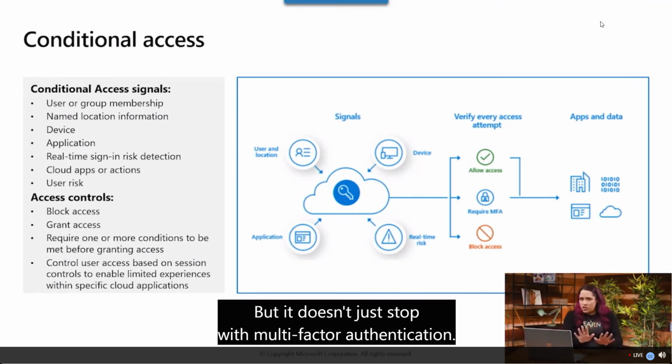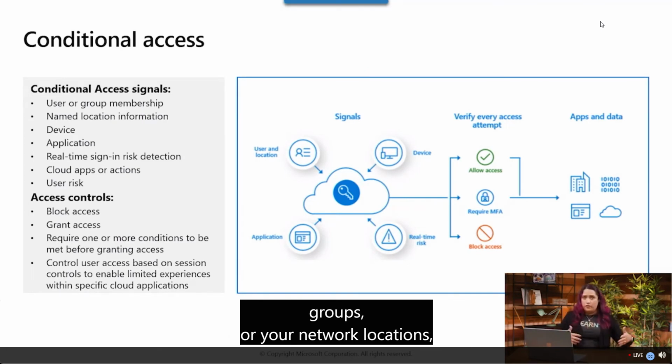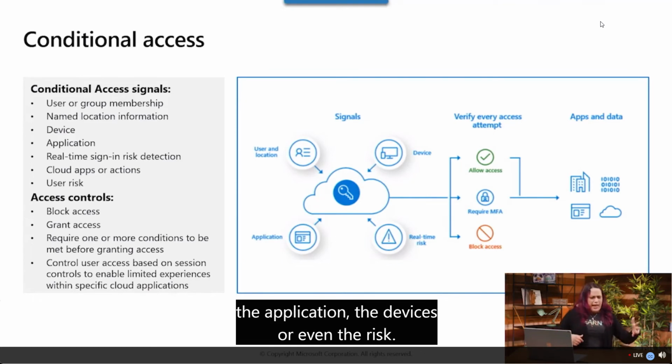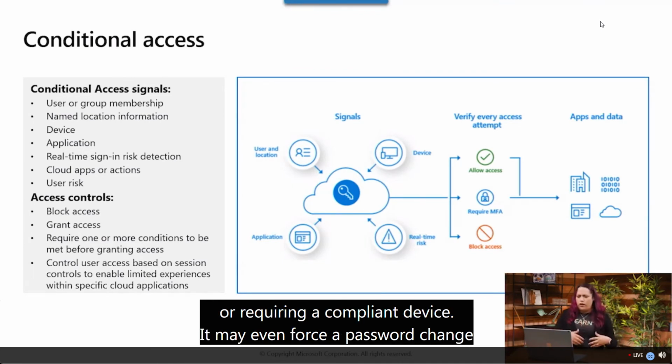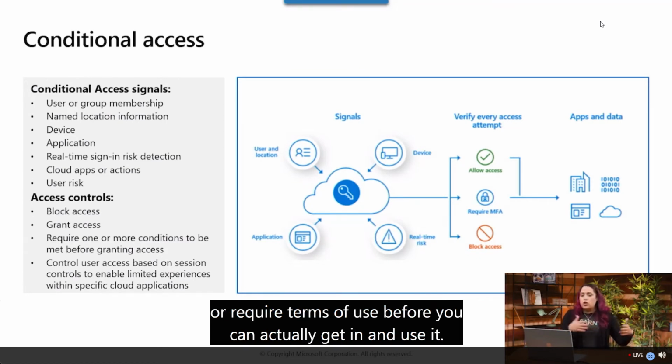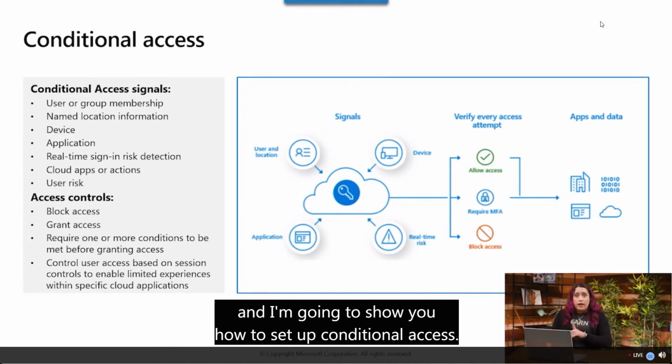But it doesn't just stop with multi-factor authentication. Conditional access combines signals like users, groups, or your network locations, the application, the devices, or even the risk. And it combines this with making decisions like blocking access or requiring a compliant device. It may even force a password change or require terms of use before you can actually get in and use it. So I'm going to actually log back into the portal and I'm going to show you how to set up conditional access.